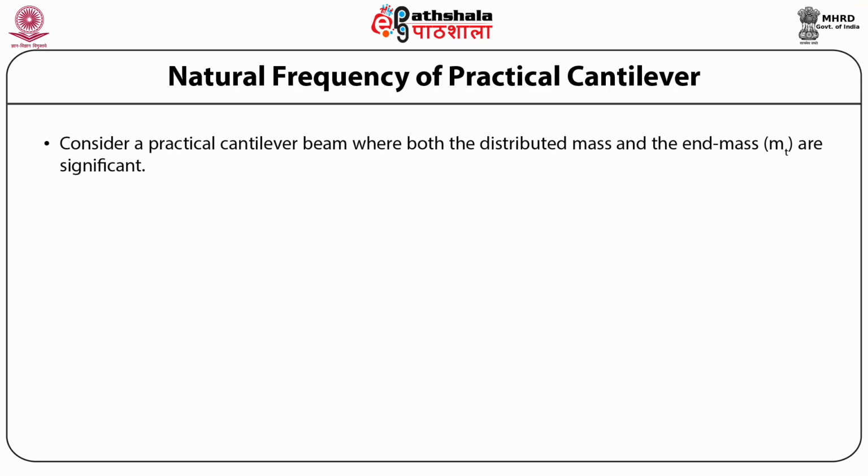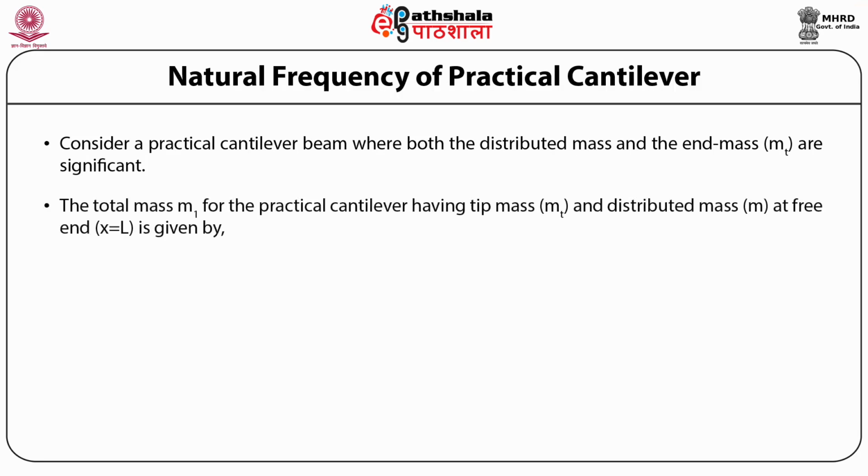Now let us compare the natural frequency of the cantilever with the practical cantilever. Consider a practical cantilever beam where both the distributed mass and the end mass are significant. So the total mass M1 of the practical cantilever having tip mass Mt and distributed mass at the free end is M1 is equal to M effective plus Mt. M1 is equal to 0.2235 rho L plus Mt.